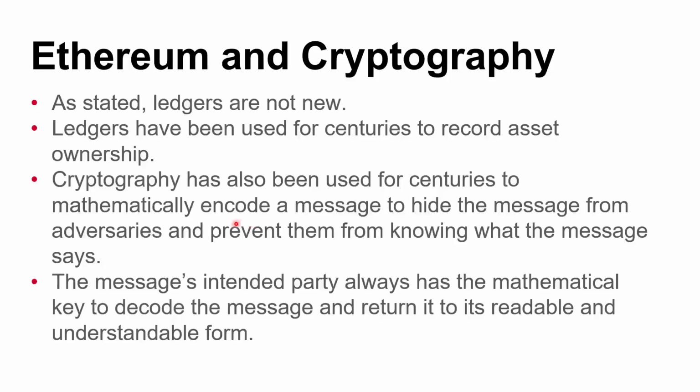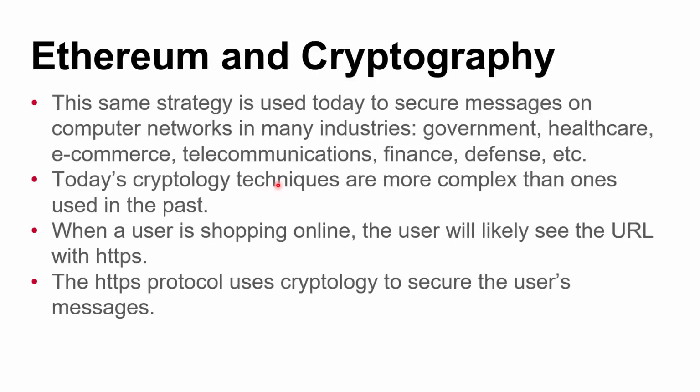Cryptography is a technique of taking a message and using a mathematical code hiding the message from adversaries, so preventing it from being read, changing it to a form that's unreadable. Only the message's intended party has the mathematical key to decode the message and return it to its readable form. The same strategy is used today to secure messages on computer networks, including government, healthcare, e-commerce, defense, the list goes on. Everybody who communicates on computer networks uses some form of cryptography.